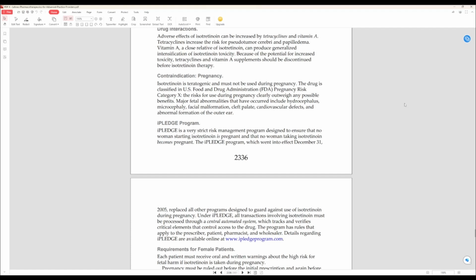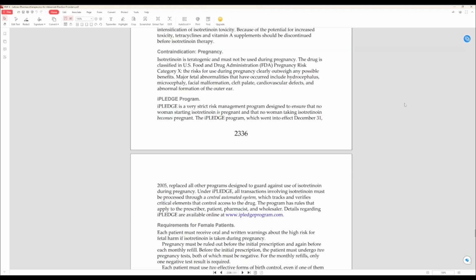Under iPledge, all transactions involving isotretinoin must be processed through a central automated system, which tracks and verifies critical elements that control access to the drug. The program has rules that apply to the prescriber, the patient, the pharmacist, as well as the wholesaler. Details regarding the iPledge program are available at the iPledgeprogram.com website.